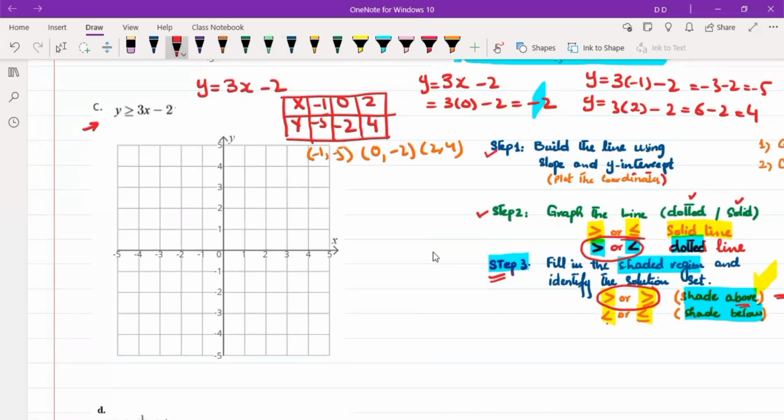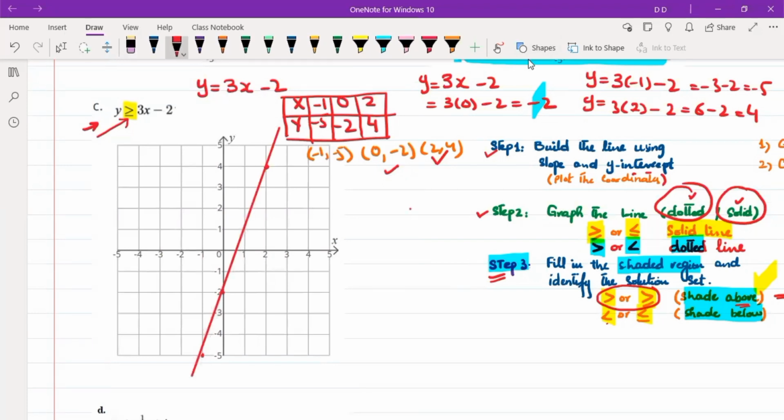I'm going to plot minus 1 and minus 5. Here it is. Okay, 0 and minus 2, here. 2 and 4, this one. Now, do I need to plot a dotted line or a solid line? Just observe this sign. This sign says what? Greater than and equals to. It says solid line. So we will draw a solid line here.